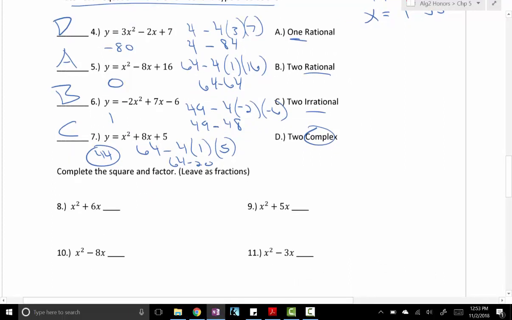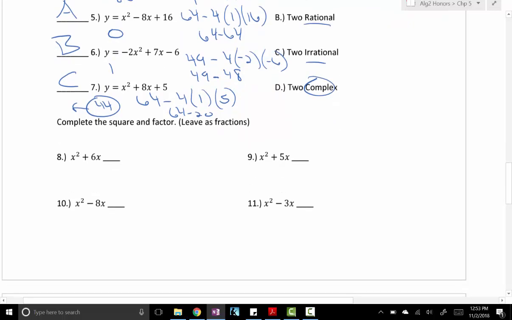Alright. So if I can't take the square root, remember that would turn into irrational if I took the square root of it. So that's why we say not only is it going to be 2, it's going to be irrational. Complete the square, give the factors.